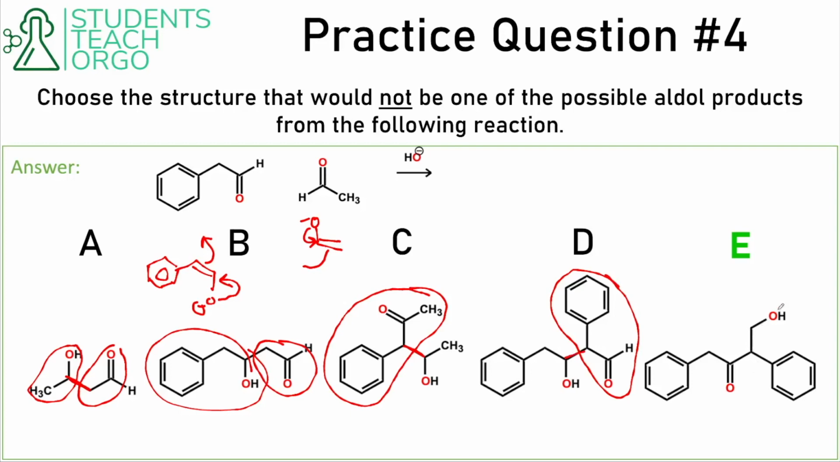In E, this doesn't work. There's no way that you could do an aldol reaction and get E. This hydroxide, this OH, is just in the wrong spot for that to have happened, and you can see that this aldehyde is now a ketone, and yeah, E doesn't work.